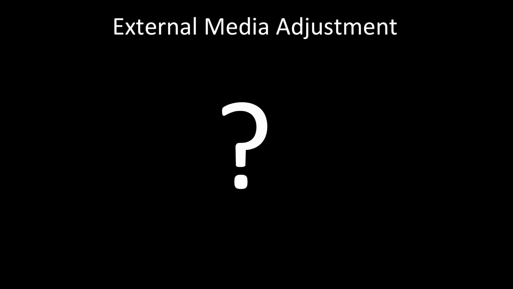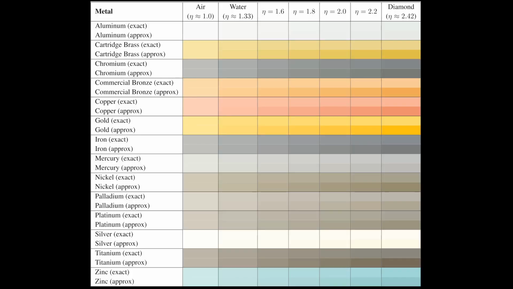But what about metals? The external media adjustment depends on both eta and kappa, so it cannot be inferred just from f0. It turns out that just applying the dielectric adjustment to metals gives pretty good results, especially for low IOR external media, which are the most common case. With high IOR media, like diamond, then some metals do get overly dark colors.